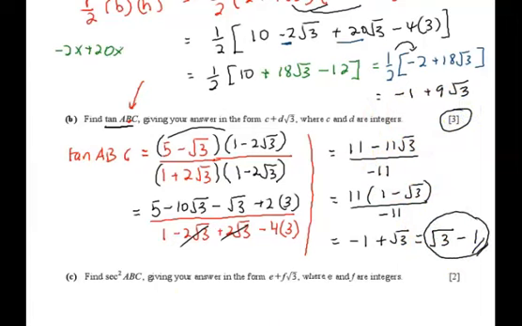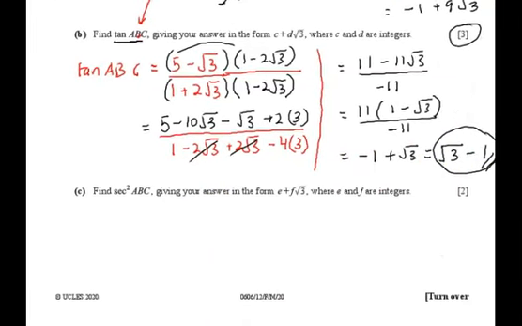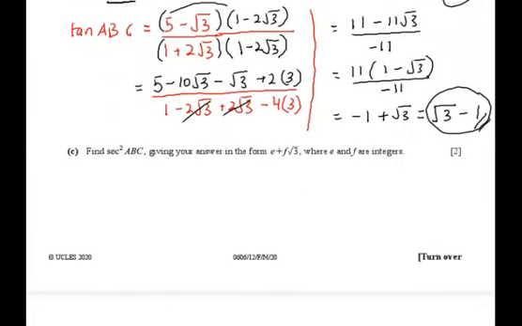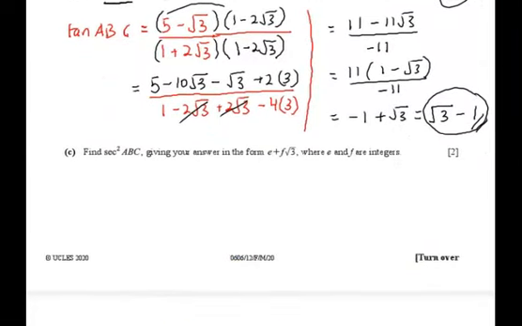Now I'll scroll down. This is the last part, the last question for this part. Here you have: find sec square ABC, giving your answer in this form. Here we have sec square, and here we have only tangent. How do we relate them? We can use this trigonometry identity to relate them.